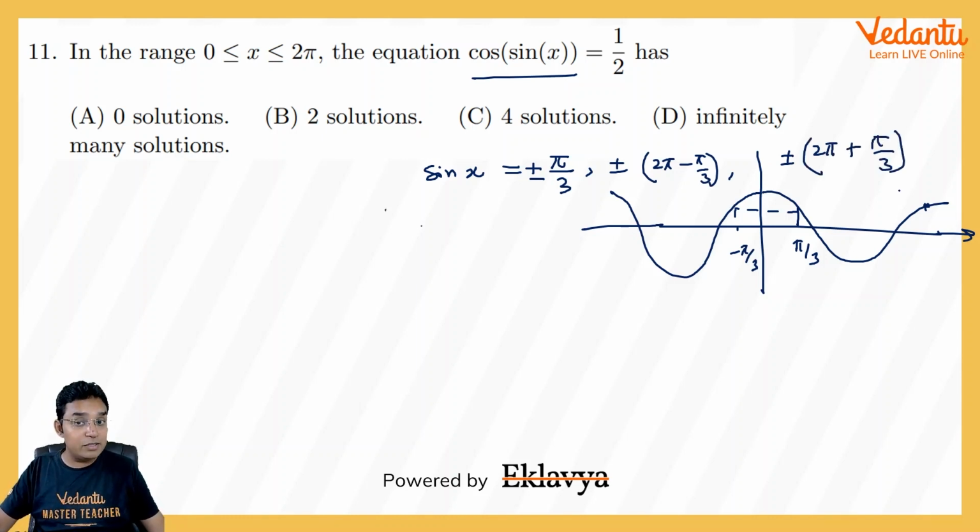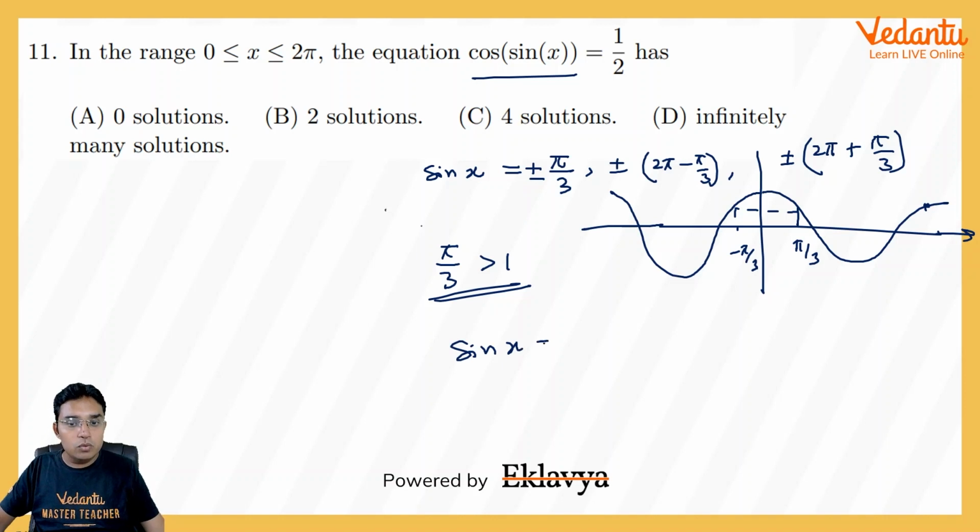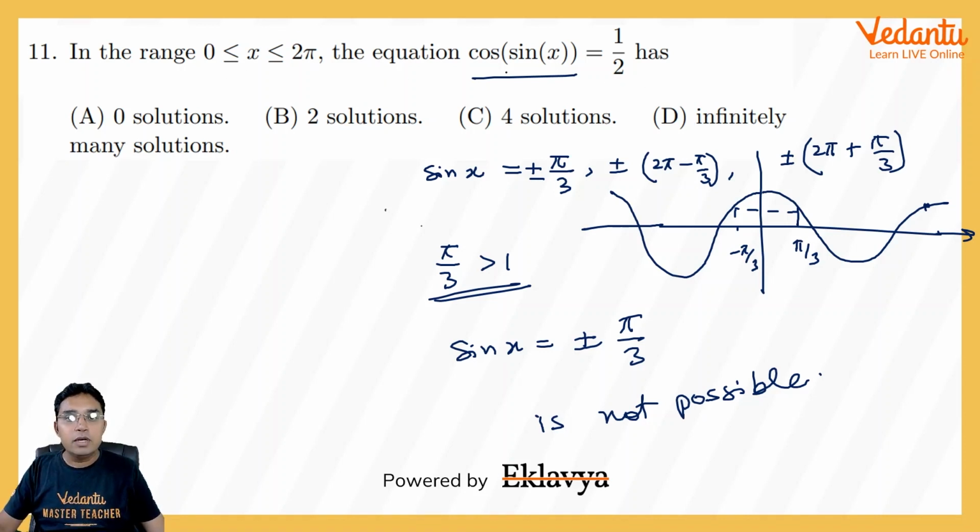But dear all, please listen carefully. Even this pi by 3 thing is bigger than 1. Pi is 3.14. So this pi by 3 is greater than 1. So this sin x equal to plus or minus pi by 3 is just not possible. So for any real value of x, whatever its range is, you cannot have cos of sin x is equal to 1 by 2. So there will be 0 number of solutions. I think easy question, very easy question I will say.